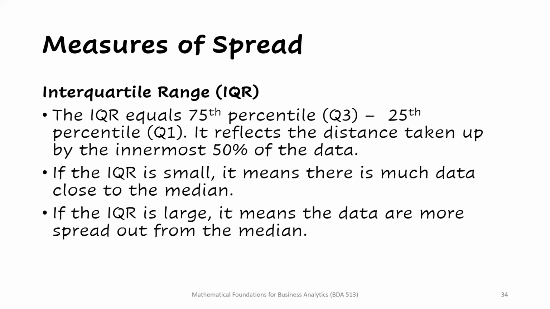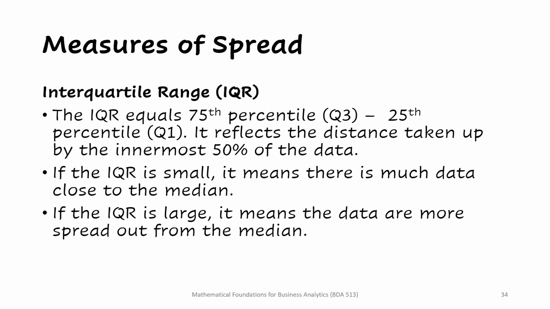If the interquartile range is small, it means that much of the data is close to the median. Remember, here we are looking at the middle 50%. So if it is small, then much of the data is closer to the median. If it is large, it means that more of the data is spread out from the median.